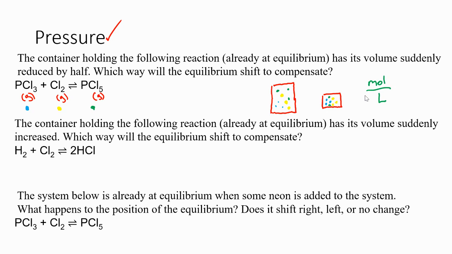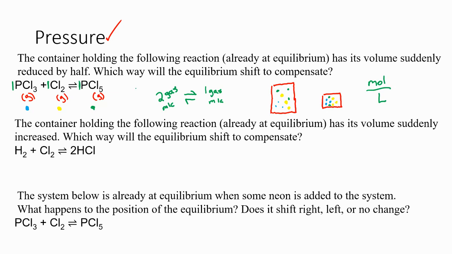How do you know? Well, you know by looking at the total number of gas particles on each side of the reaction. So if I look at PCl3, that's one gas particle. Cl2, that's one gas particle. PCl5, that's one gas particle. In other words, on the right side of this reaction, we have one gas molecule. But on the left side of this reaction, we have two total gas molecules or moles, either way. So increasing the concentration of everything actually increases the concentration on the reactant side more because there's more gas particles to begin with.